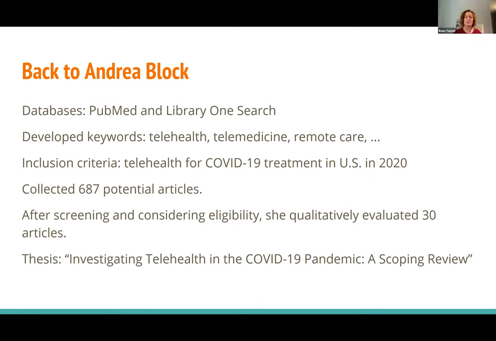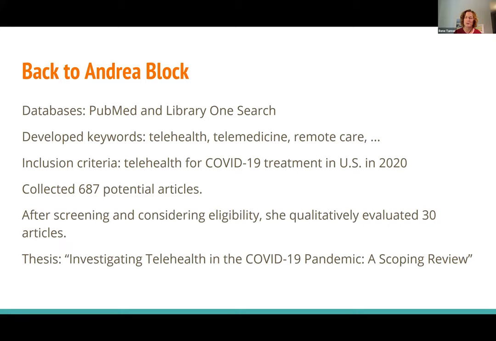She started out with 687 potential articles, which is huge. It's a huge amount of research. And of course, she couldn't look at all of that. So she applied that screening and that eligibility. And she ended up with 30 core articles that she used in her scoping review. And then she charted each of those papers. The title of her thesis was Investigating Telehealth in the COVID-19 Pandemic, a Scoping Review.